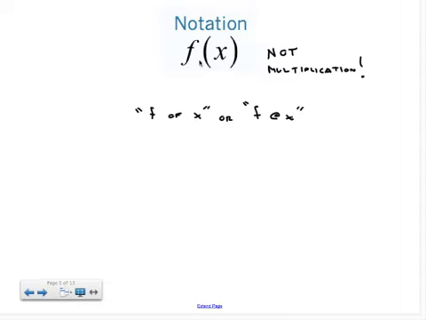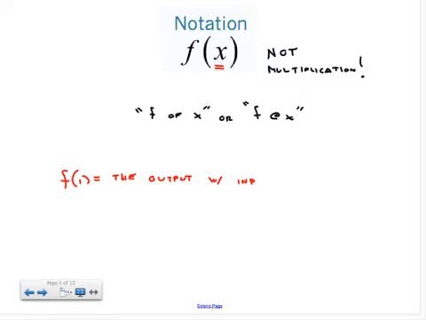This is read f of x, or sometimes f at x, and basically means this is my input, and the overall symbol stands for the output when I input this object. In this case, it's a variable, but it could be a number. So for example, f of 1 would mean the output when the input is 1. The output with input 1. That's the symbol for it.